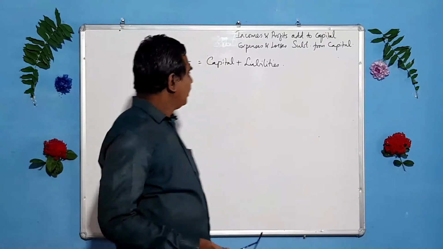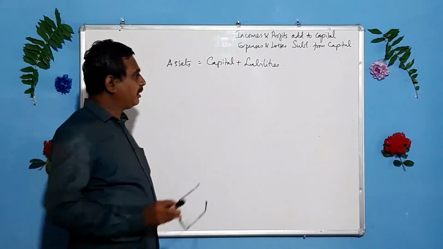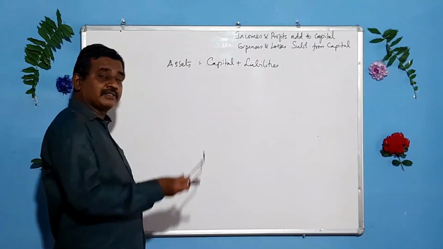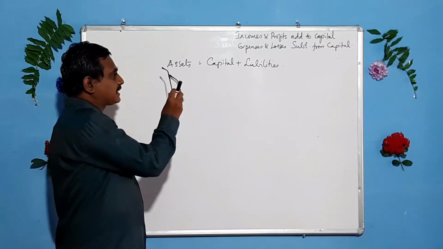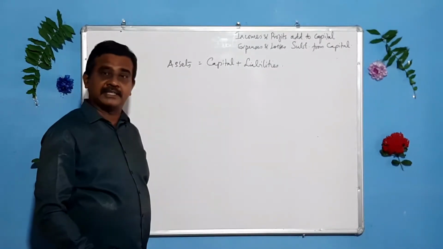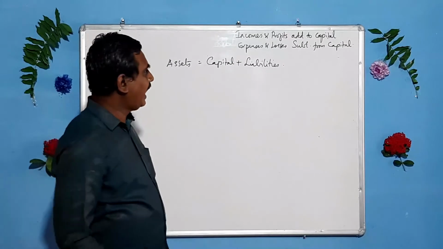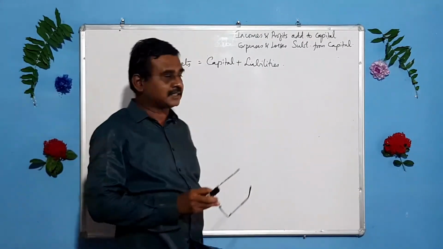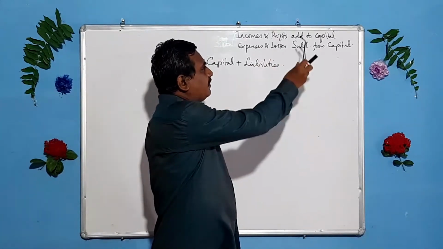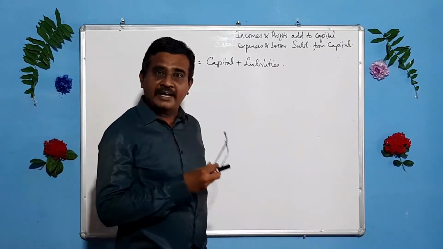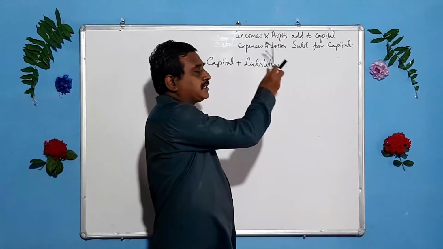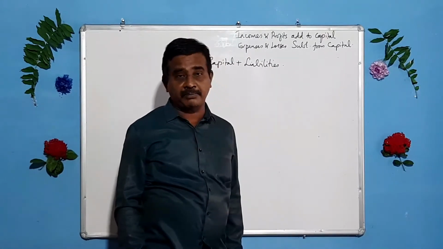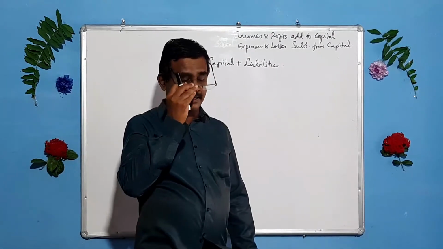Before going to do the problem, again recollect what we have studied in the previous class. Assets is equal to capital plus liabilities. This is the accounting equation. And two things you have to keep in your mind. Keep them as mantras. Incomes and profits must be added to the capital, and expenses and losses should be subtracted from capital. Now let us do the sum.